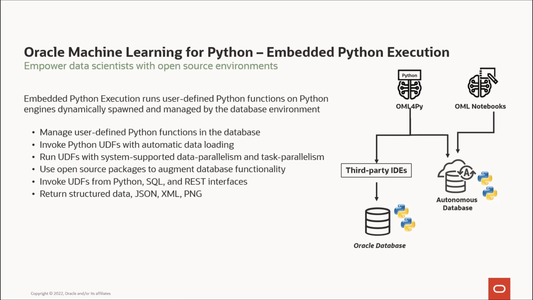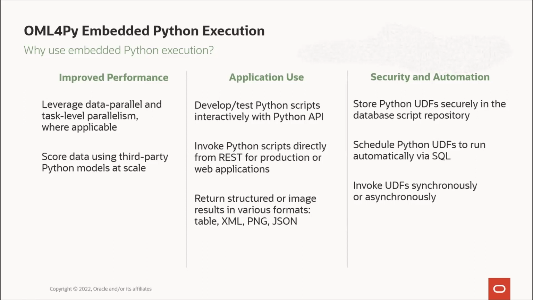Embedded Python execution works with the OML4Py data store, which is a repository in the database where Python objects can be saved and passed to user-defined functions, and also with the script repository, a database table that stores the user-defined Python functions that can be invoked from embedded Python execution. And you can retrieve structured or image results depending on your application's requirements, for example, a table, XML, PNG, or JSON. So why use embedded Python execution?